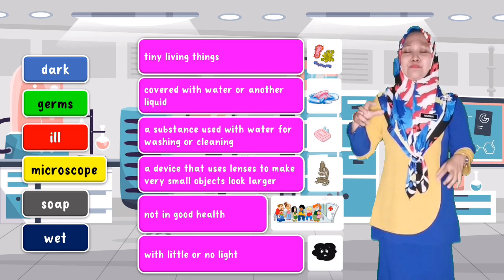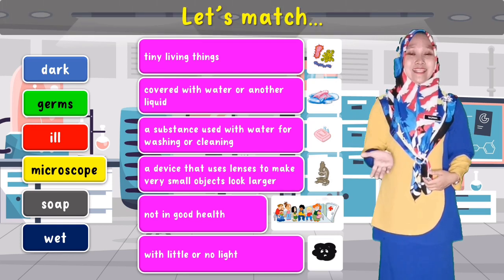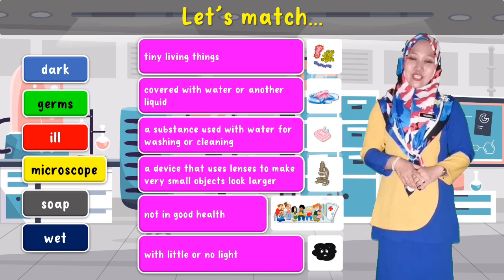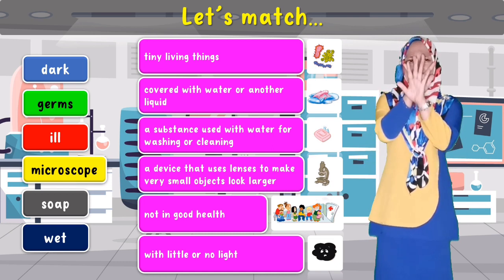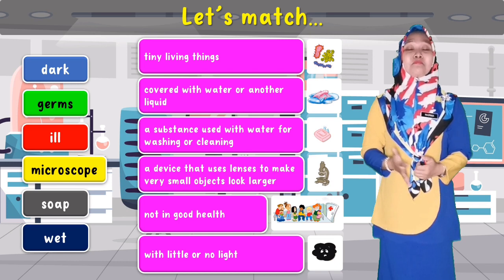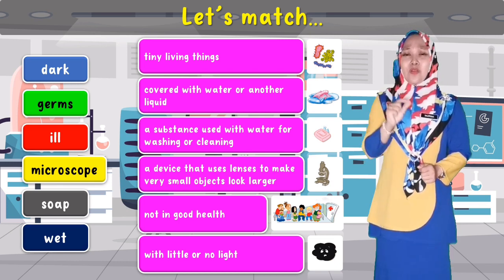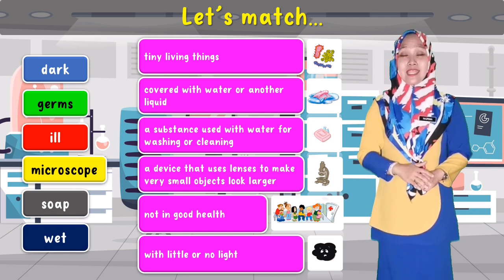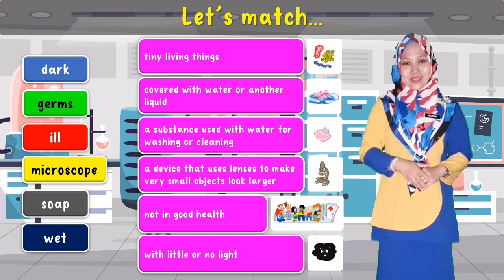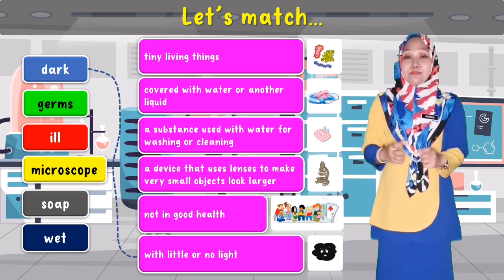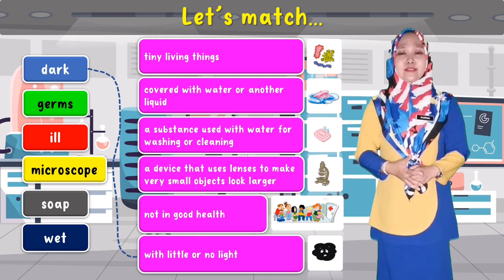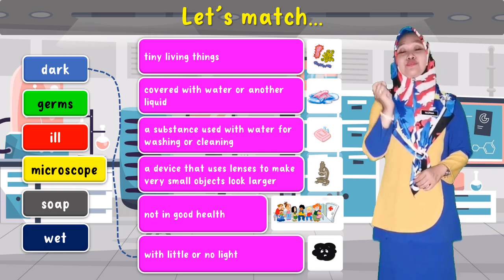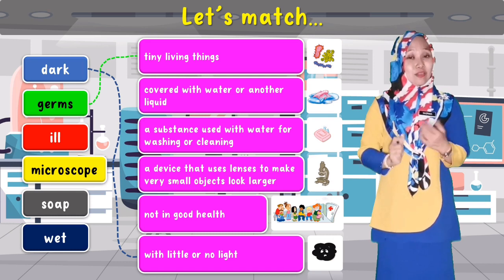Alright, we are going to match 6 words to the correct meanings and the correct pictures. Are you all ready? Let us try to do it together. Number 1. Dark. Dark means with little or no light. So can you please match the word dark to the correct meaning and the correct picture? Next word, germs. Germs means tiny living things. So can you please match the word germs to the correct meaning and the correct picture?